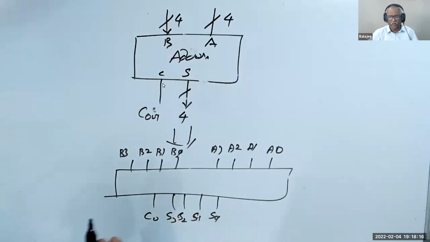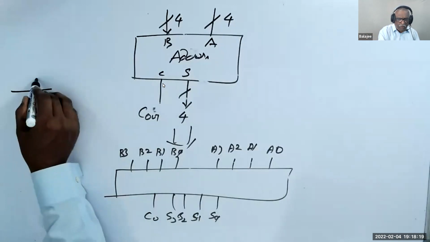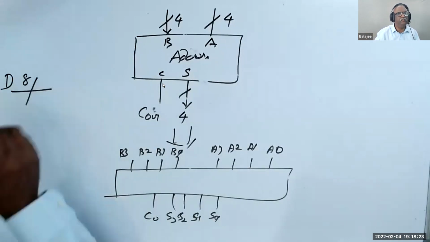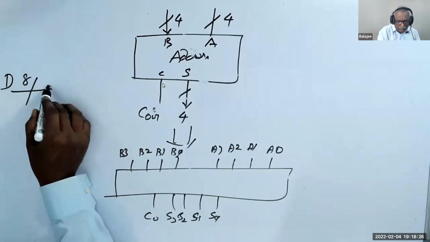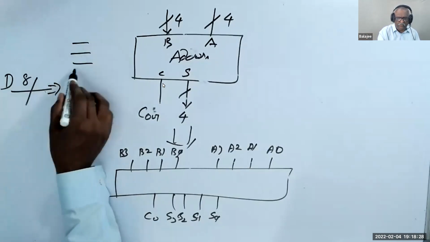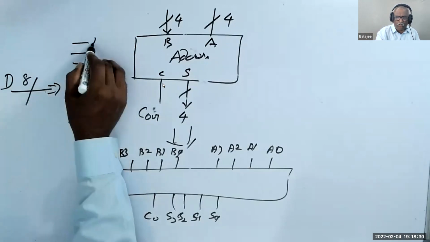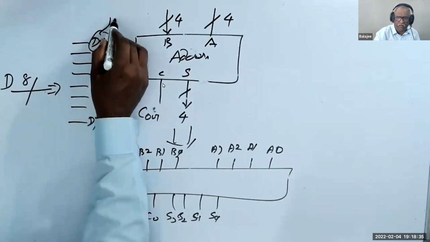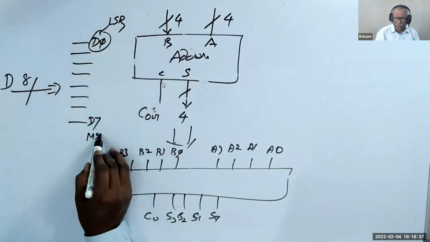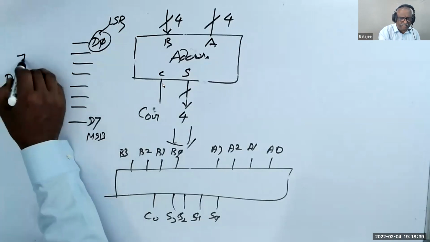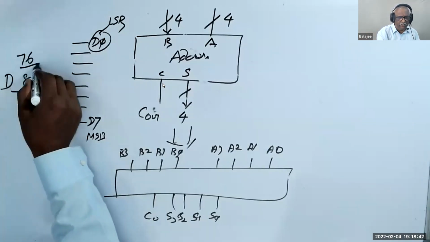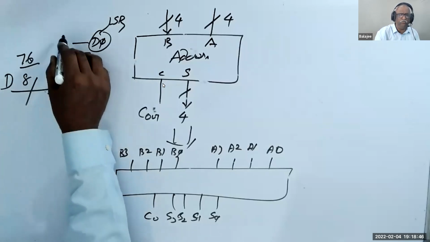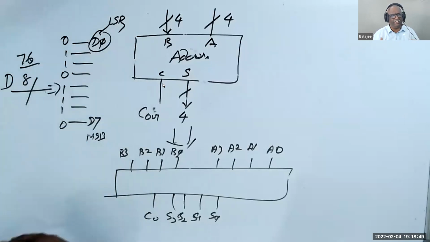I've already told you that if I have a wire and I put a slash and put the name as D and I put 8, that means if we expand this, it becomes 8 wires, D0 to D7. This is LSB. This is MSB. If I say a number is 76 as hexadecimal, 7 means 0, 1, 1, 1. 6 means 0, 1, 1, 0. Am I right? This is the way we expand it.